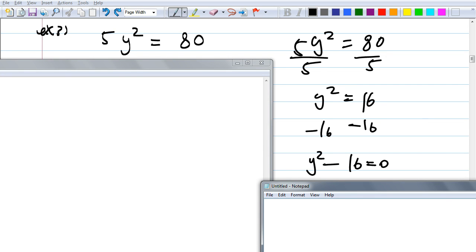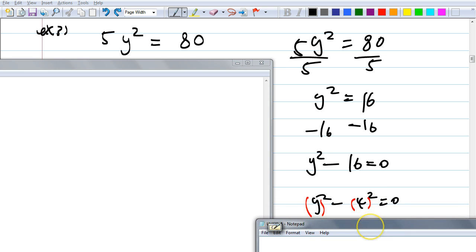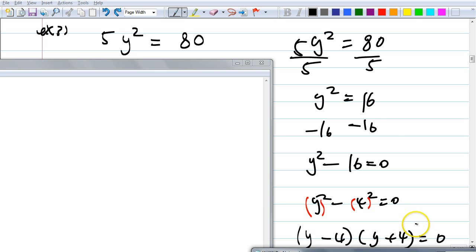Y plus 4 times. How did he get that? Where did he get that? This is a difference of squares, isn't that right? Isn't this nothing more than y squared minus 4 squared? Do you see why learning how to factor helps us? Because if you didn't know how to factor, there's no way you're going to get the right answer, right? You can't factor, you can't solve this. So you're right. It becomes y plus 4 times y minus 4.